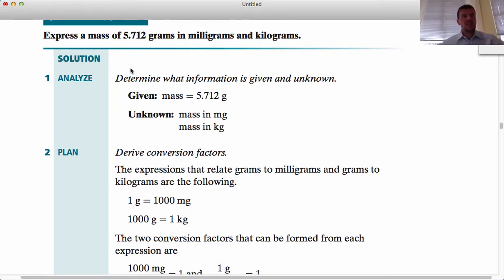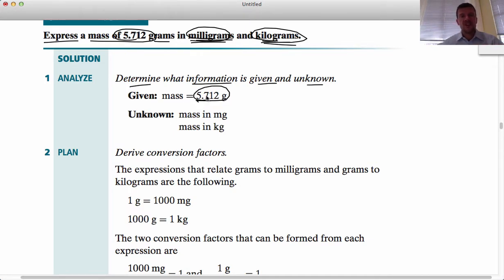Okay, this sample problem says determine what information is given and unknown, and it says express a mass of 5.712 grams in milligrams and kilograms. We're just going to convert. Realize we're not changing the mass. The mass is still the same. We're just changing the units. So the value is going to change because we're changing the units, but the mass itself, the matter, is not changing. We're just using a larger or smaller unit.